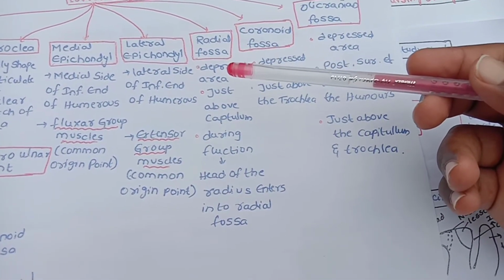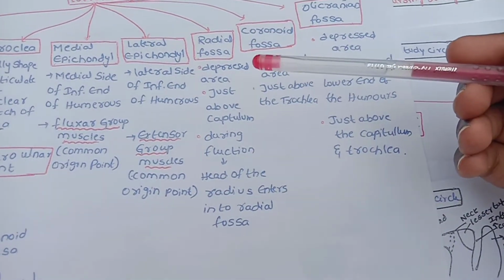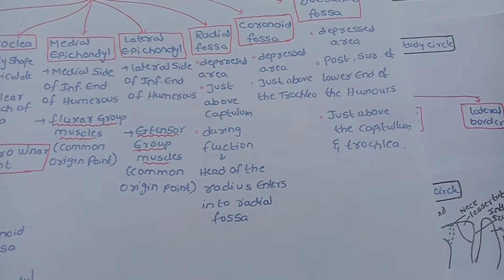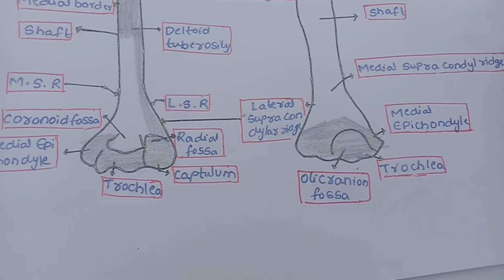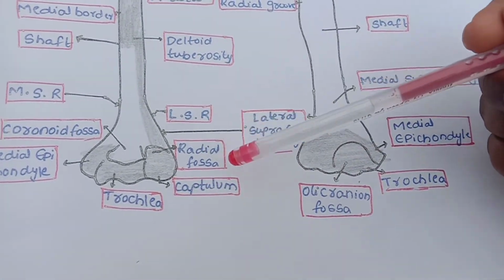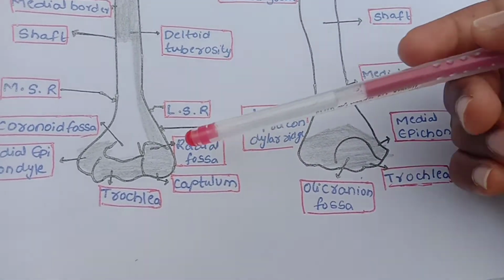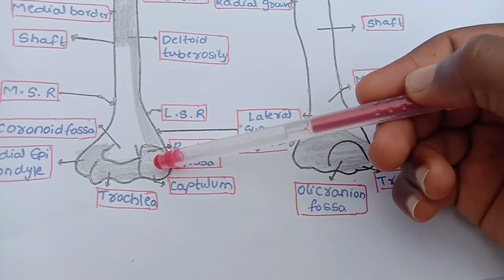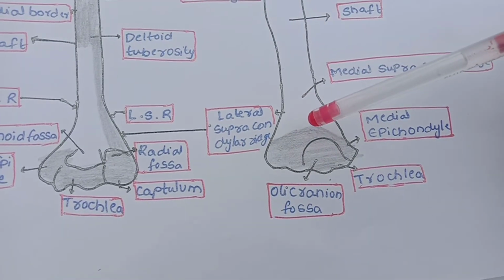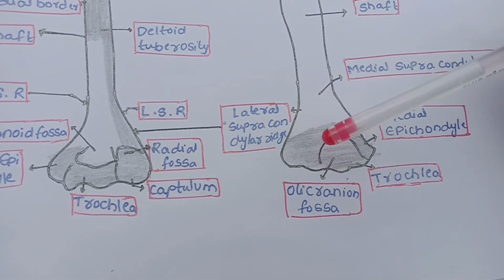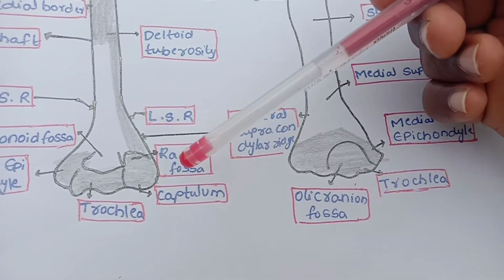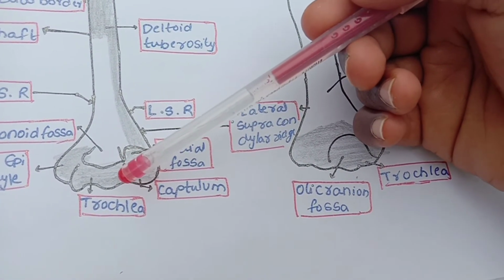Just above the capitulum and trochlea together is the olecranon fossa. In this diagram, on the lower side, the olecranon, radial and coronoid fossae are depressed areas. This is the radial fossa and this is the coronoid fossa, and on the posterior side we will see the olecranon fossa, which is a depressed area.